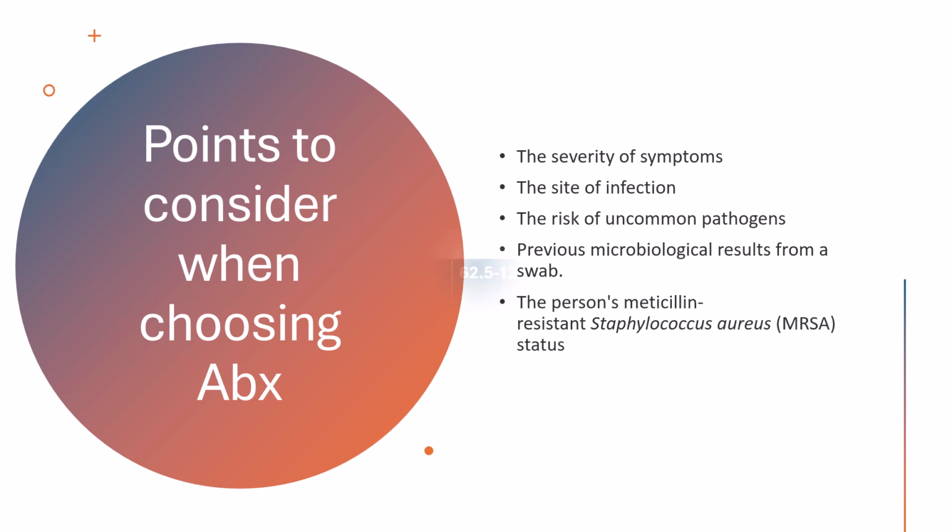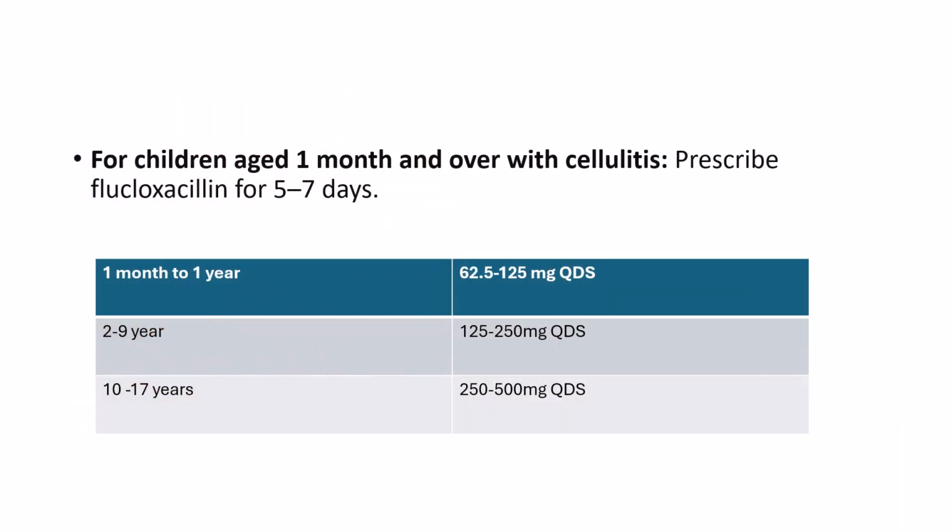Next. The treatment of cellulitis in children as well as in adults is flucloxacillin. Flucloxacillin is the first choice. We give it for 5 to 7 days. In the table you can see the dosage according to the age, starting from 1 month to 1 year is 62.5 to 125 milligram QDS, and we increase it to 250 to 500 milligram QDS for 10 to 17 years.